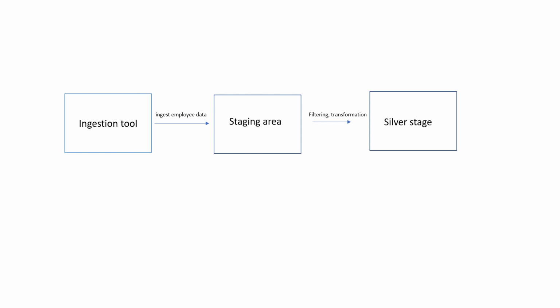So what we're going to do is create some sample data in the staging area. After that, we'll see how we can transform that, how we can filter the data, and move the data from raw to maybe a silver stage. To do this, we're going to create some sample data in Snowflake. So let me show you how we are going to do that.